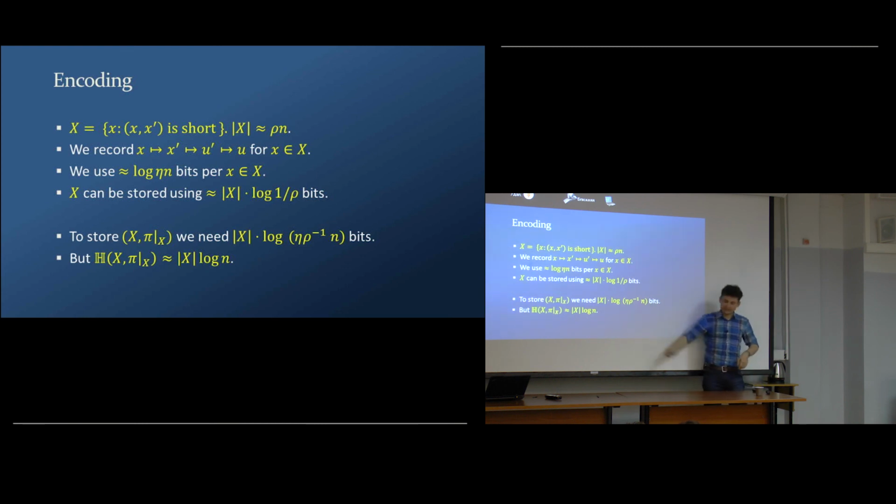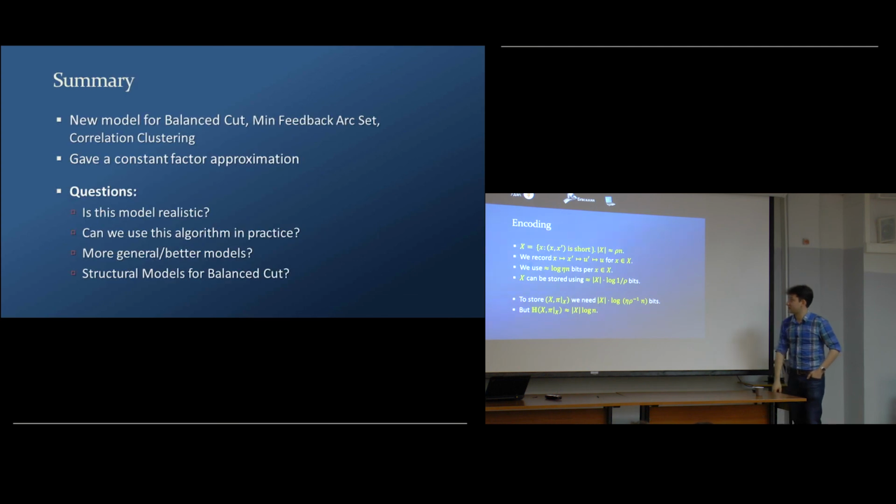So again, eta n was the size of the largest ball of radius 3 delta, and rho was the fraction of short edges in H. But the entropy of this pair, X and the restriction of pi to X, is approximately equal to the size of X times log n, because for every vertex in X, there are n ways to pick a neighbor. So roughly it's the size of X times log n. And it shows that eta should roughly be equal to rho. Again, I'm missing some constants here, but that's approximately correct. And this finishes this sketch of the proof.